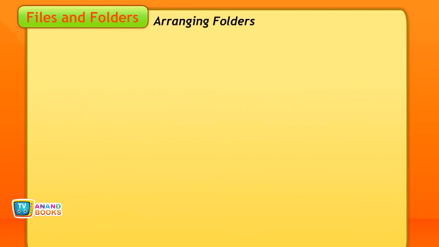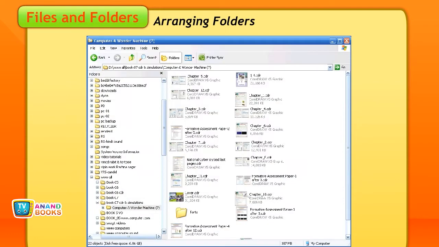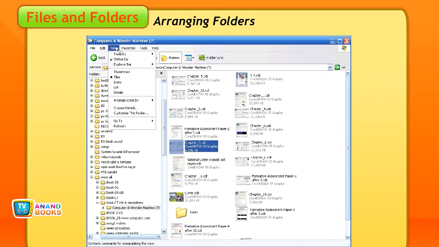Arranging folders. 1. Place the cursor on the folder you wish to arrange. 2. Display View menu, Arrange icons by. 3. The menu appears with different styles to arrange the icons. Select.